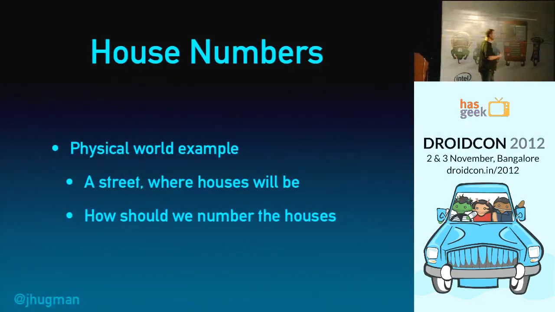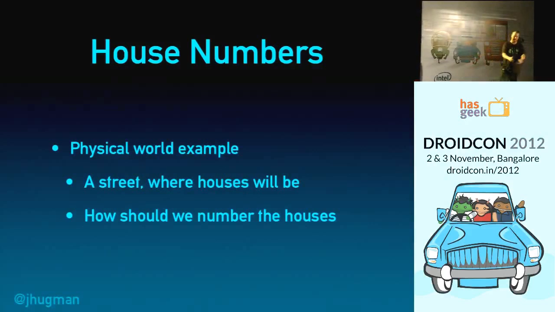So these are my requirements. I've got a street. I'm a town planner, and there are houses that are going to be built on it. Maybe I know the order the houses are going to be built, maybe not. But the question we're going to look at today is how do we number those houses? There might be something cultural here, or maybe I'm just being stupid, but I haven't worked out how house numbers work in Bangalore. But we'll talk about that maybe later.